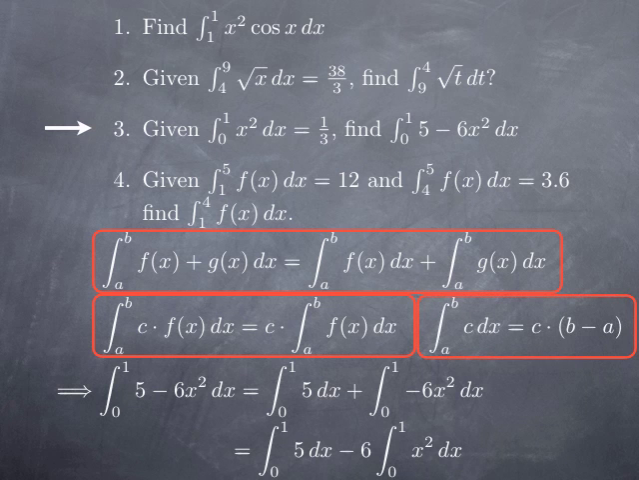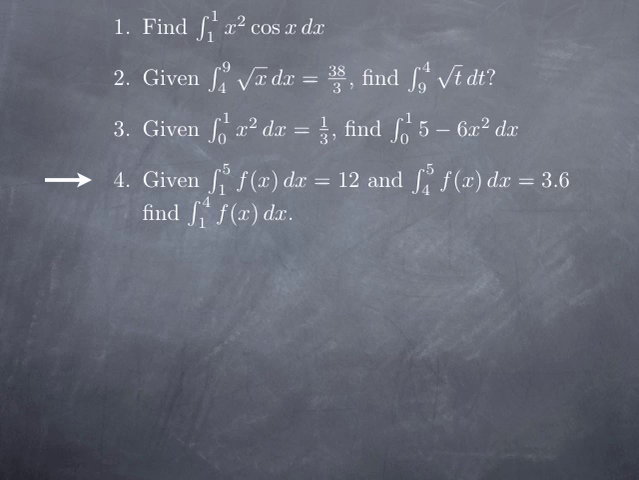We know that the integral of a constant is simply this constant multiplied by the width of the interval. So I can obtain the integral of 5. It's going to be 5 multiplied by 1 minus 0, so just 5. And on the other hand, the integral from 0 to 1 of x squared is given to us to be 1/3. So we obtain 5 minus 6/3, in other words, 3.